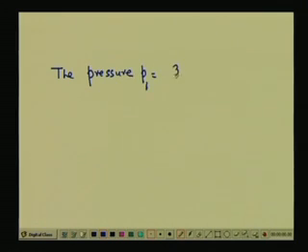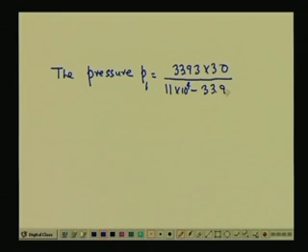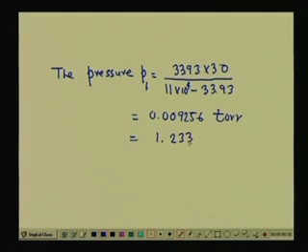So, the pressure P1 in that case is equal to 33.93 into 30 upon 11 into 10 to the power 4 minus 33.93, which is coming up as 0.09256 torr. So, it is coming up as 1.2332 Pascal. Clear?